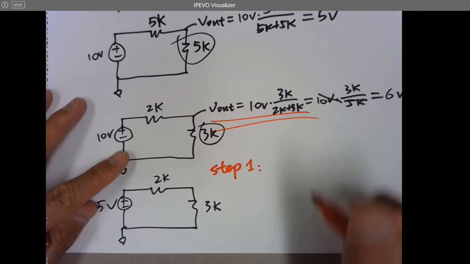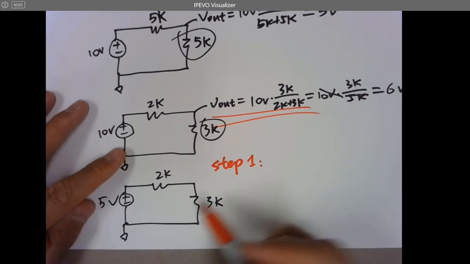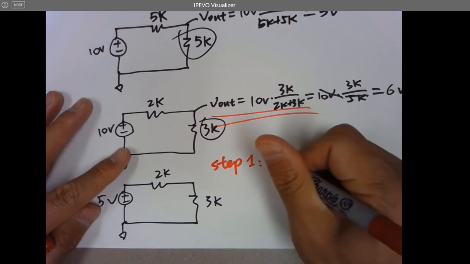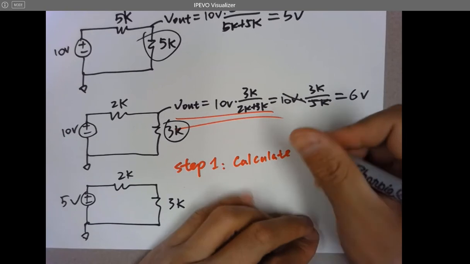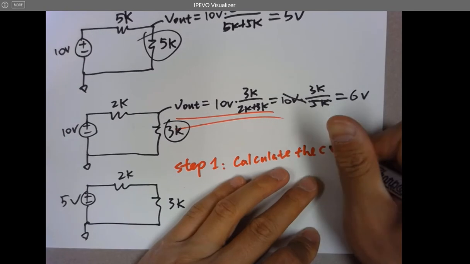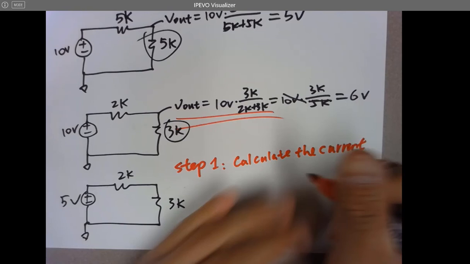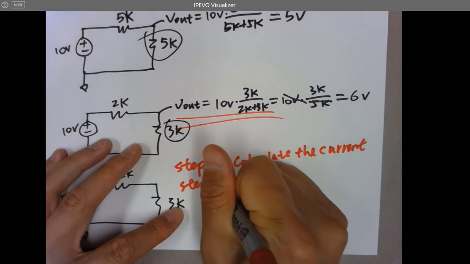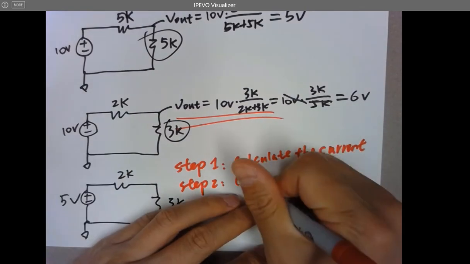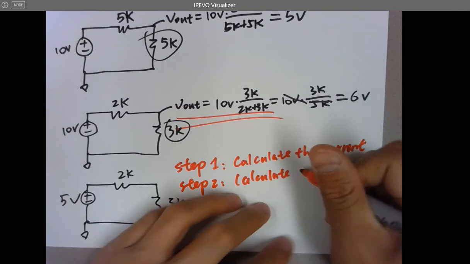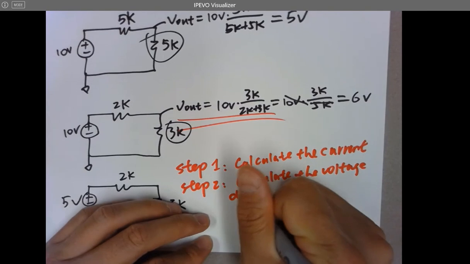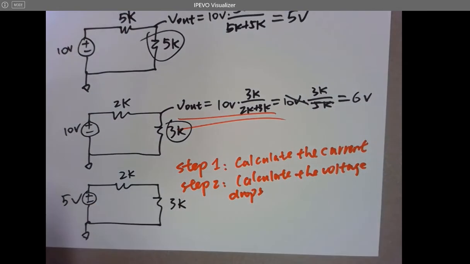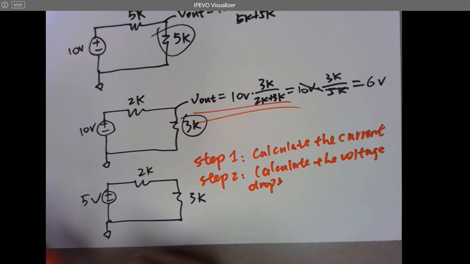If you have something deeply complicated, which is not this case, but just to let you know, step one, calculate the current. Keep in mind, very, very important. Calculate the current. Step two, calculate the voltage drops. And if you get voltage drops for every single component, you can calculate everything in this linear circuit, right?